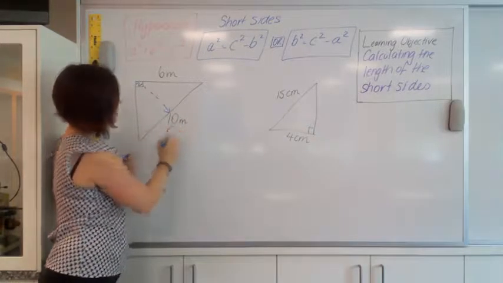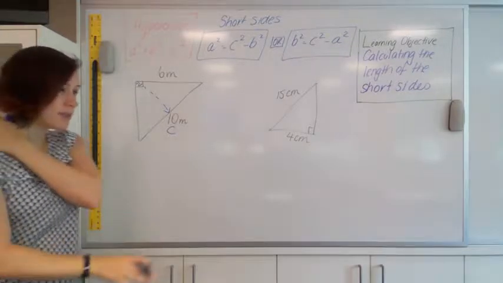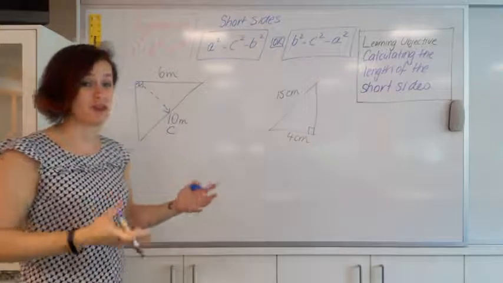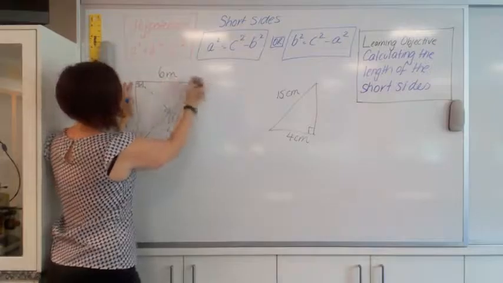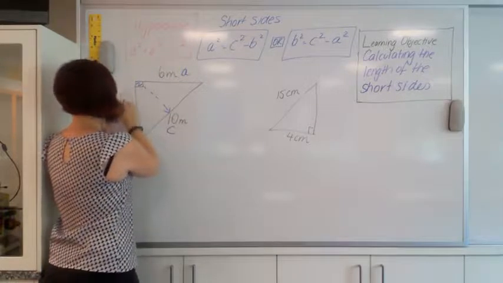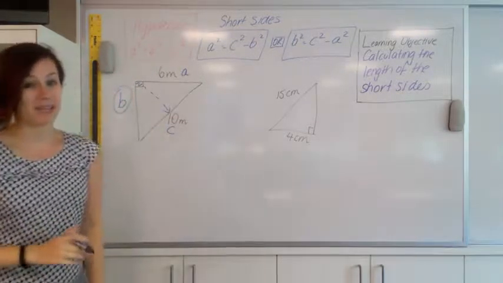So I know that this is my hypotenuse. Now, normally we're finding it. This time we're not. We're finding a different side. So here's my flat side. I'm going to call it A. So that means what I'm missing is my B.